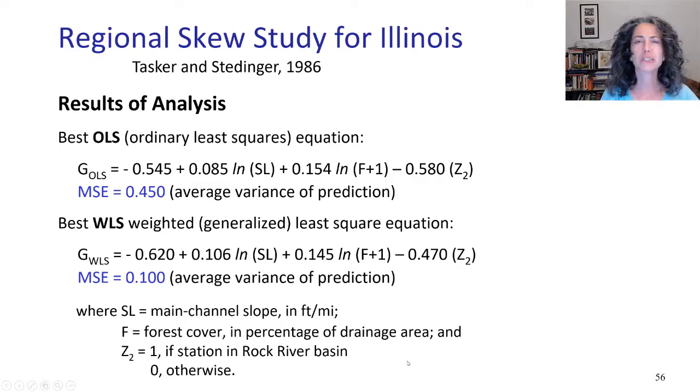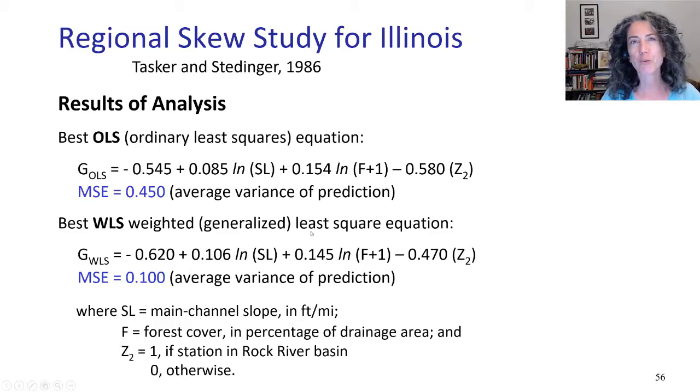Some of the results were really interesting in what was similar and what was not similar between the different approaches. They found their best ordinary least squares equation and they found the best weighted least squares equation. They found that the same variables were chosen and the coefficients were extremely similar from one to the next.